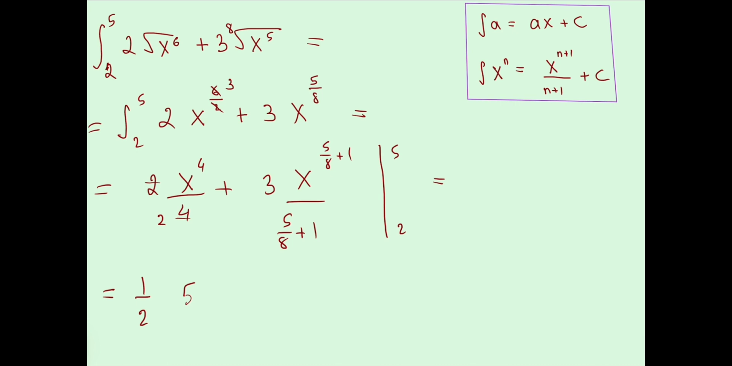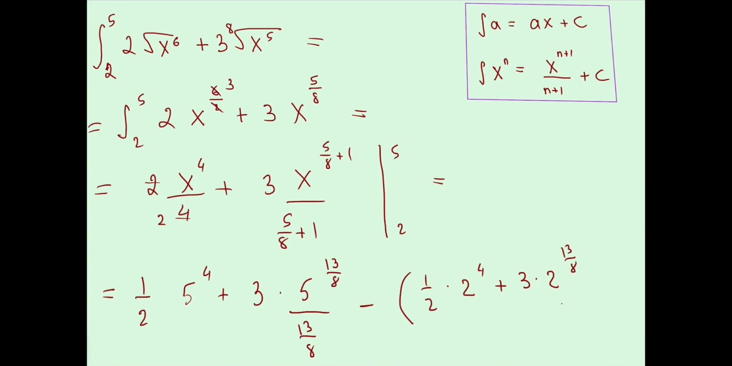We're going to get 5 raised to the 4th power plus 3 times 5 raised to the 13 over 8th power divided by 13 over 8, minus, now we plug in 2, so we get 1/2 times 2 to the 4th power plus 3 times 2 to the 13 over 8th power divided by 13 over 8. The rest will have to be simplified.